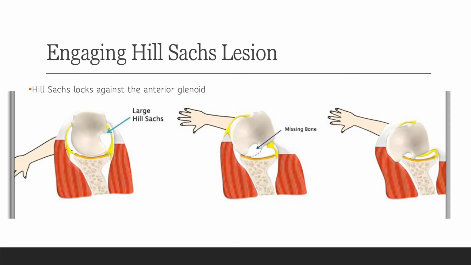So now they found that even after all of this, people still kept dislocating, and there was a further concept where they talked about the engaging Hill-Sachs lesion.